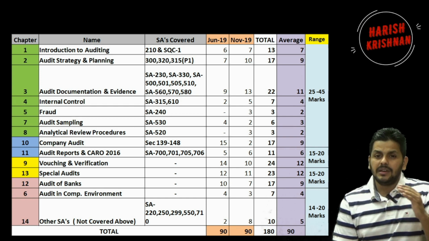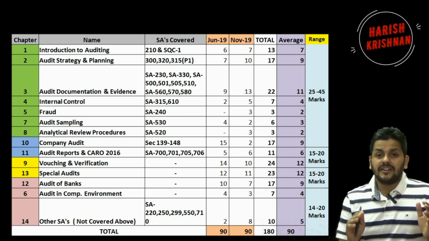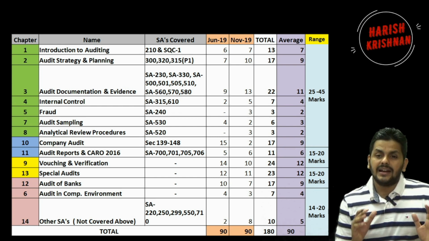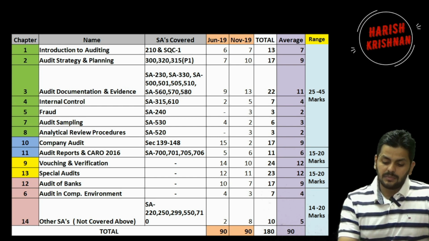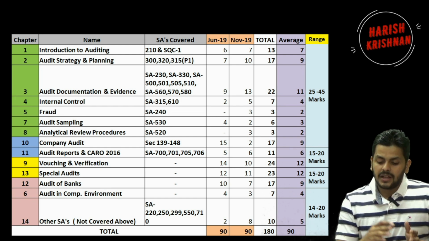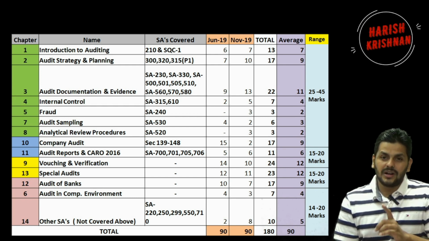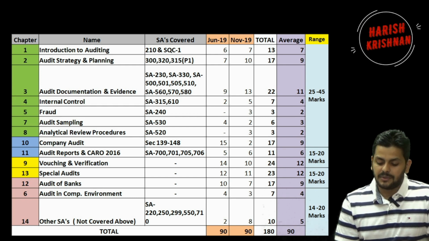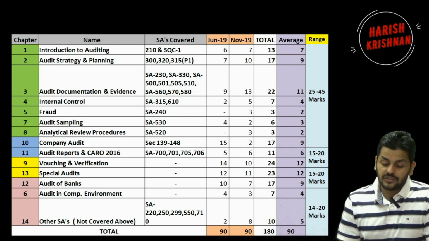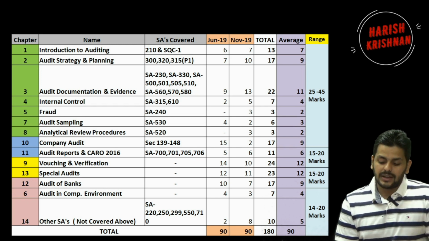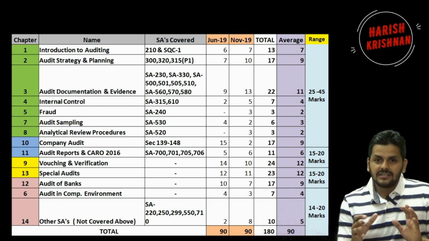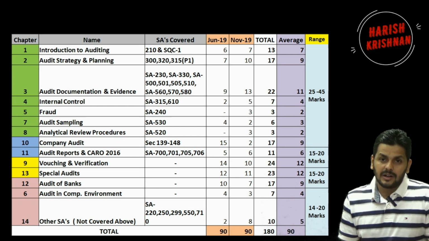So 25 being the lower side, to 45 being the higher side, you can definitely expect, because one attempt you can see they went a little high on company audit in June 19, but only one true or false came in from company audit down there, but lots of questions came in MCQs is what I was informed. So again, trends don't indicate that every time it will be the same.